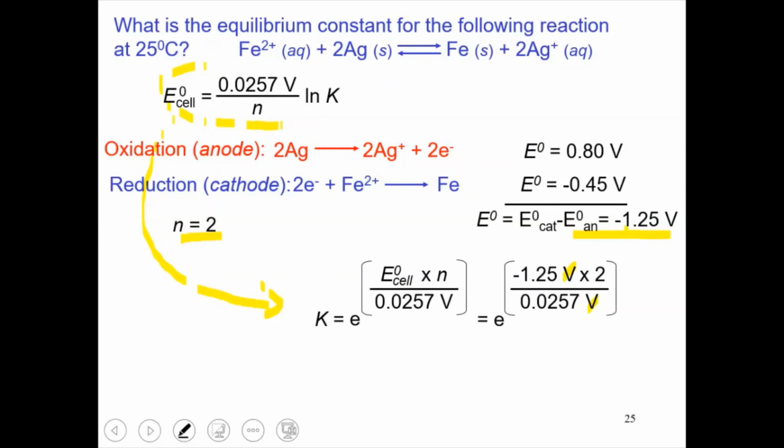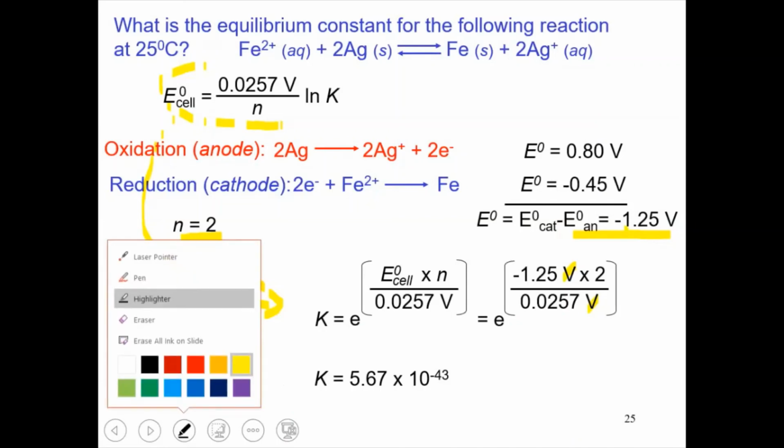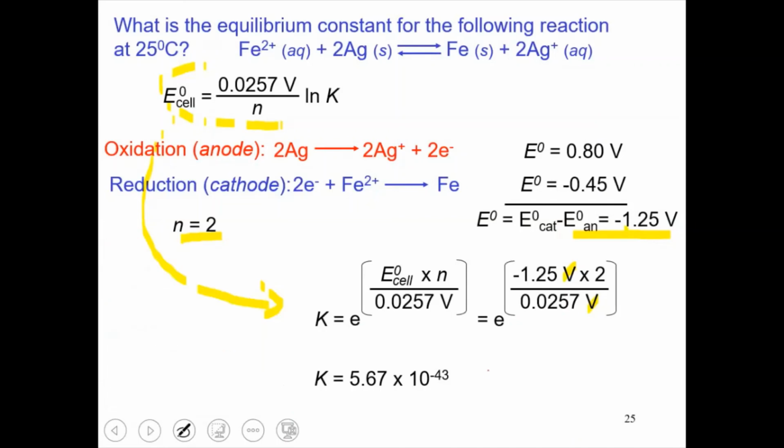Put the numbers in your calculator. Again, don't forget to practice a lot. How does your calculator work? How do you put numbers in? How do you make these calculations? Survey says: 5.67 times 10 to the negative 23. As we predicted, this should be less than 1, because we knew from the value of the potential being negative that this was not going to be a spontaneous reaction, and therefore the equilibrium would favor the reactants side.